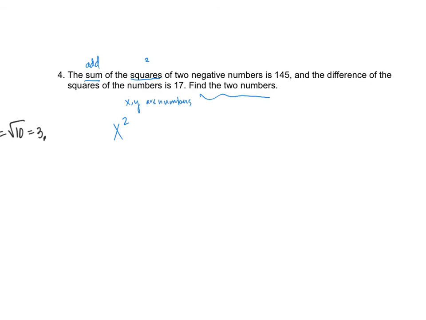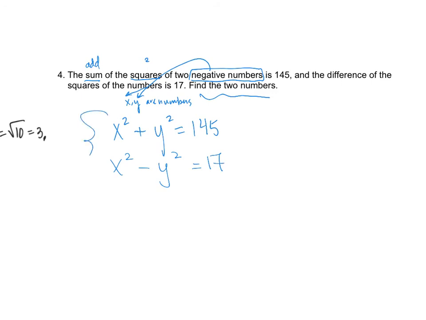And so if we take x squared plus y squared, that's supposed to be 145. Now it's telling us they're supposed to be negative. We don't have to put a negative in anywhere. We can just say x and y, but know that when we look at our answers, those have to be negatives, because x and y doesn't necessarily mean anything about being positive or not. So x squared minus y squared, their difference was supposed to be 17. So this is a system we want to solve.